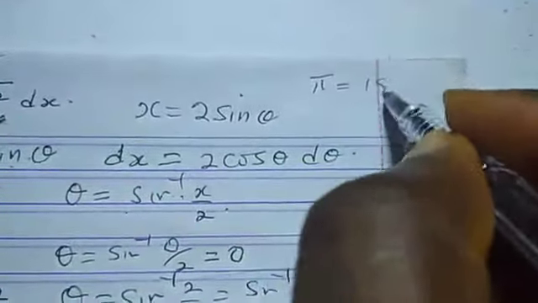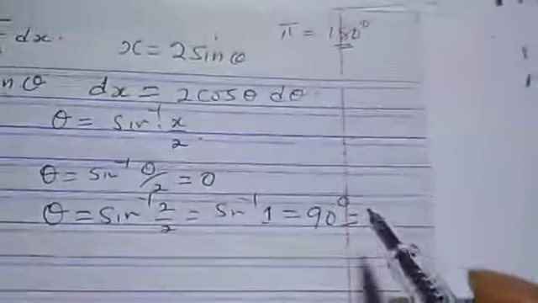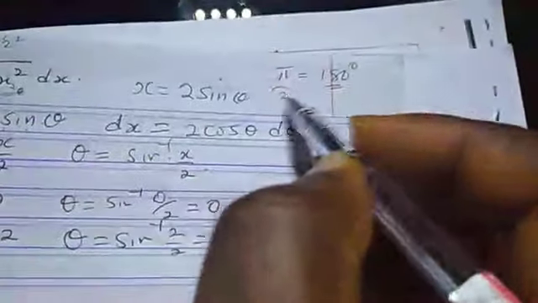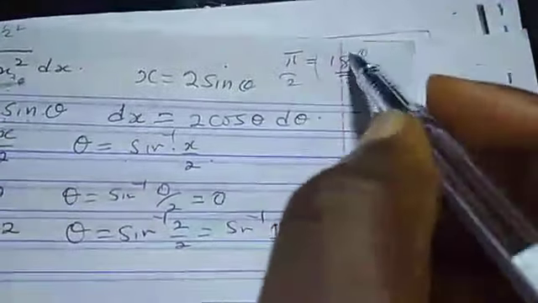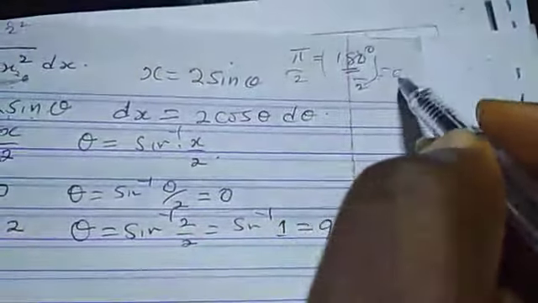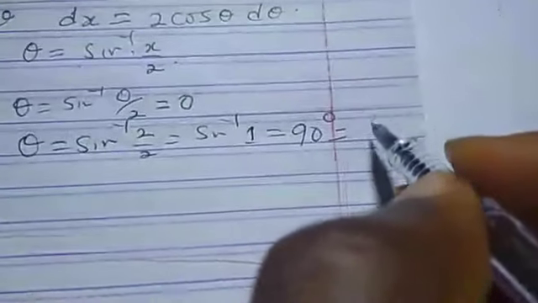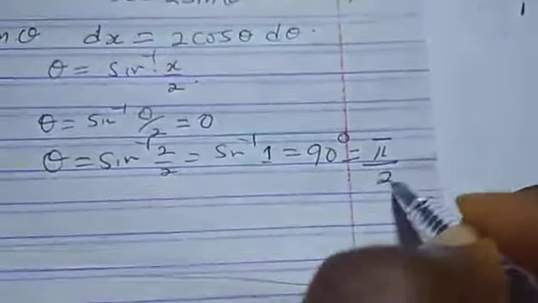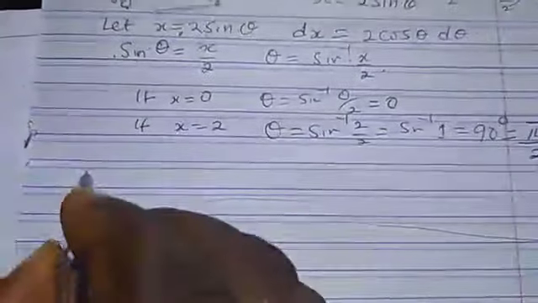Just know that pi is 180 degrees in radians. So in that case, if I divide it by 2, that is where I will have 90. 180 divided by 2 is 90. Definitely, pi over 2 will be equal to 90. So our 90 here will be pi over 2. That will be meant for this integral.